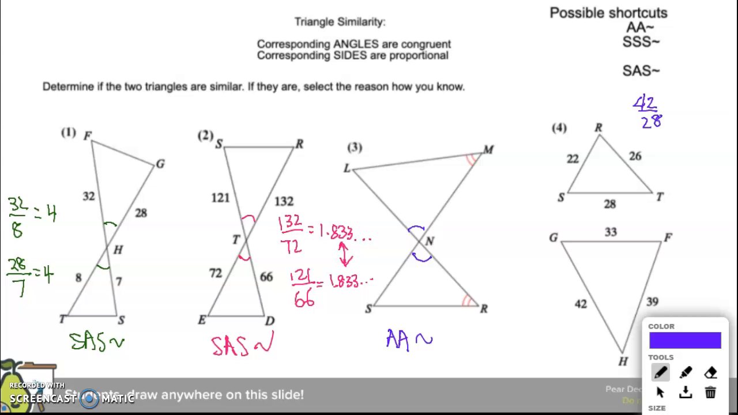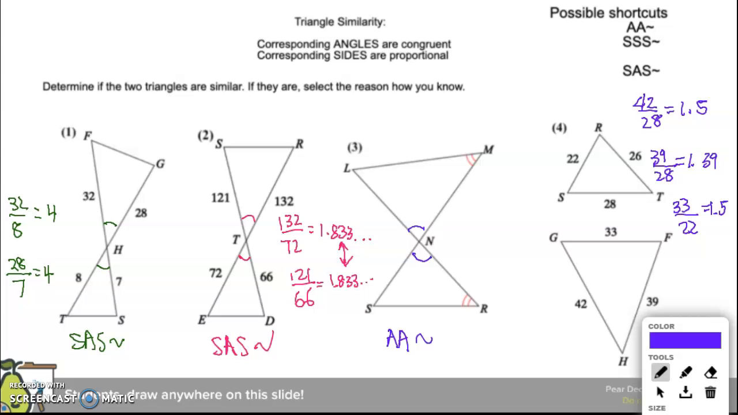And then the middle side is 39 and 28. And finally, the shorter side is 33 and 22. Make sure you do not flip the fractions. I am always going from the bottom triangle to the top. And if I use the calculator, I get 1.5, 1.39, and 1.5.